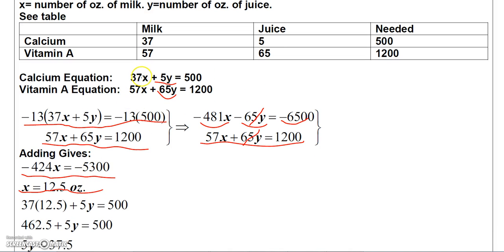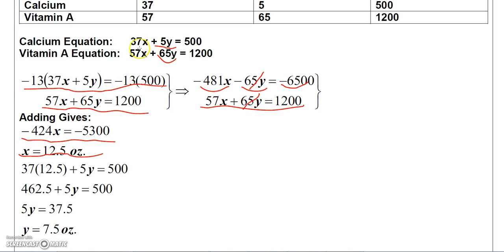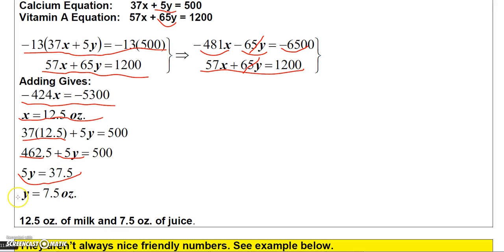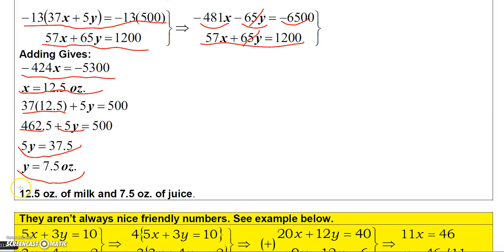And then just plug your x back into this first equation here and solve for y. So I have 37 times 12.5 plus 5y equals 500. Well, that's 462.5 plus 5y equals 500. Subtract the 462.5 from both sides, and I get 5y equals 37.5. And then divide by 5, and you get y equals 7.5 ounces. So the answer would be 12.5 ounces of milk and 7.5 ounces of juice.